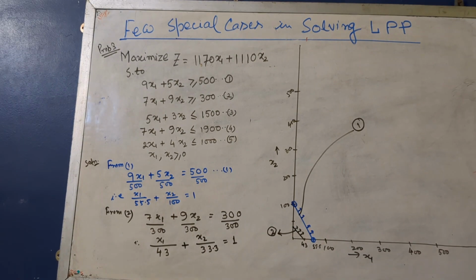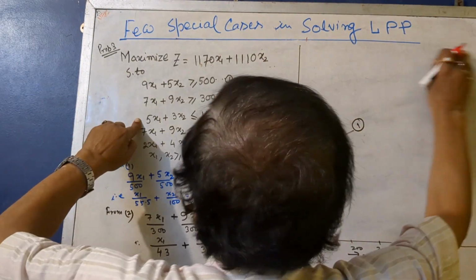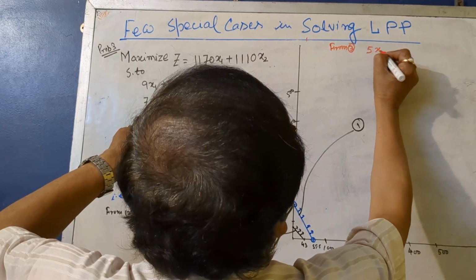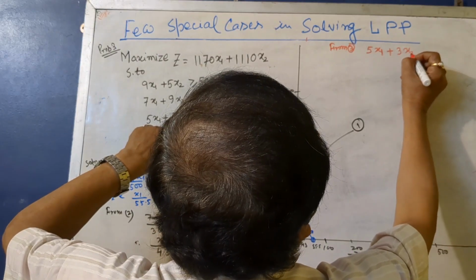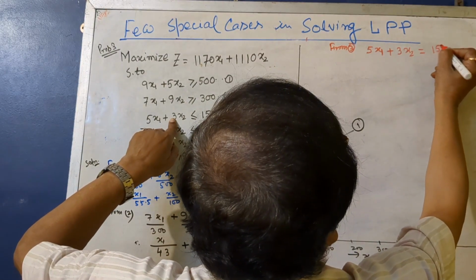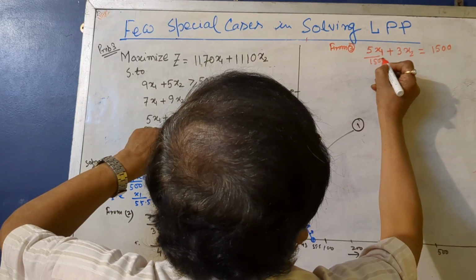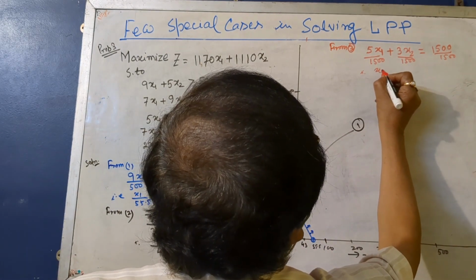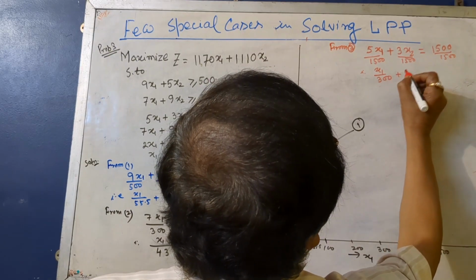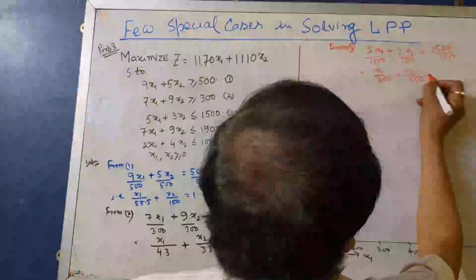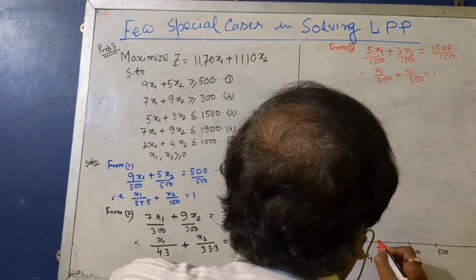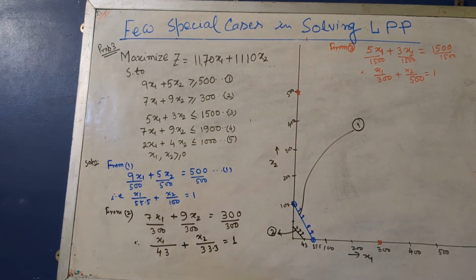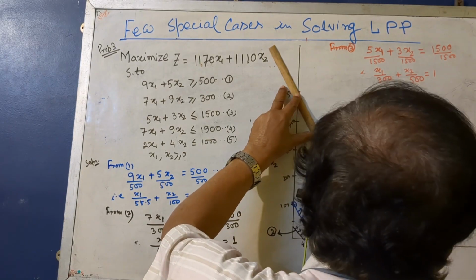What is third? I'm using this space. Third constraint, from 3, it will be 5x1 plus 3x2 is equal to 1500. Dividing by 1500, that is x1 divided by 300 plus x2 divided by 500 is equal to 1. x1 300 is this point, and 500 is another point. By this we have to draw a line. The line is this.